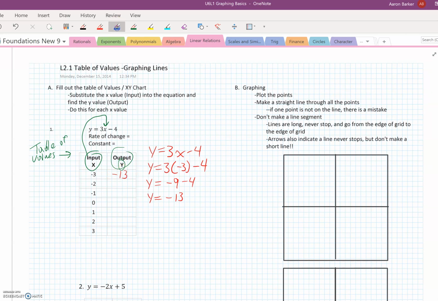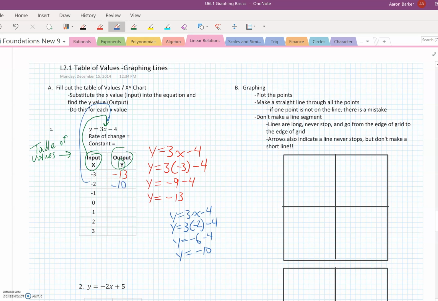So then we can find the next input and output value. Now we have negative 2. We are going to put the negative 2 value into our equation. So we will get y equals 3x minus 4, and our x value is negative 2. Whoops, I forgot my 3. So 3 times negative 2 minus 4, y equals negative 6 minus 4, y equals negative 10. And so that is your output value, negative 10.